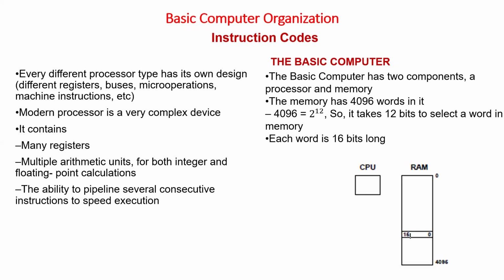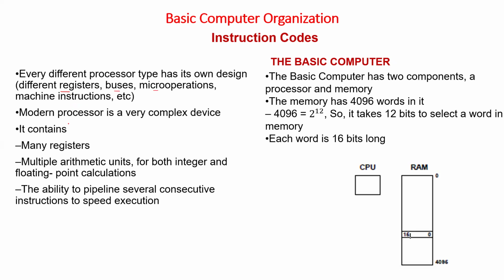Here we are going to discuss what may be applicable to the particular basic computer alone, but the basic structure remains the same; only the size is going to differ. Different processors will have different registers, buses, micro operations, and machine instructions. The different types of registers, buses, and micro operations we have already seen under digital computers.